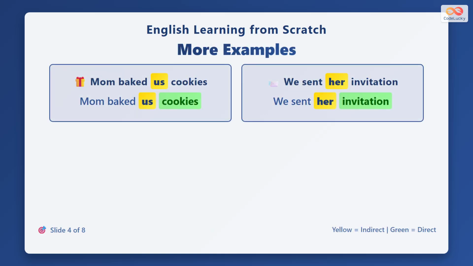Here are more examples to understand indirect objects. In "Mom baked us cookies," "us" is the indirect object receiving the cookies, which is the direct object. In "We sent her an invitation," "her" is the indirect object receiving the invitation.